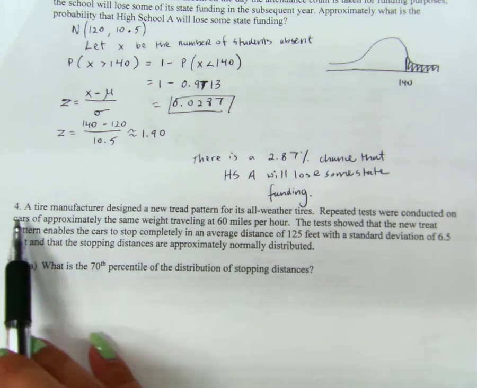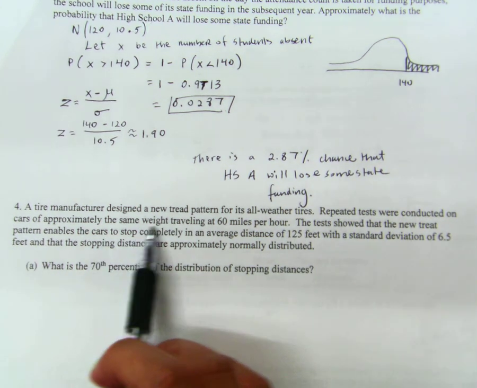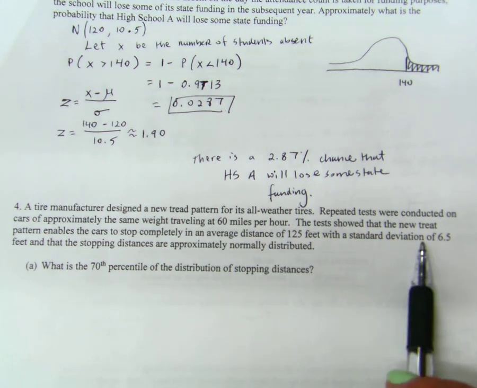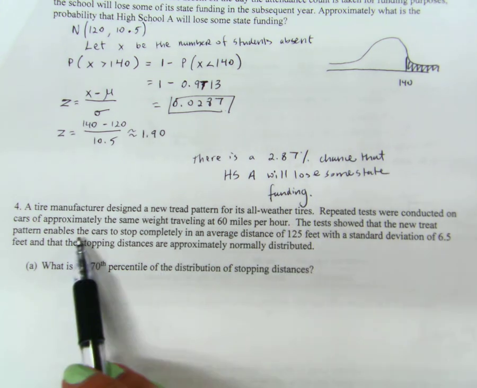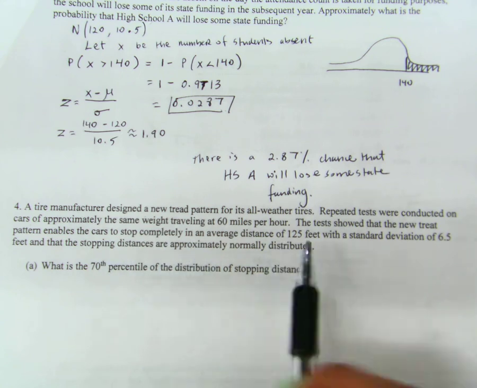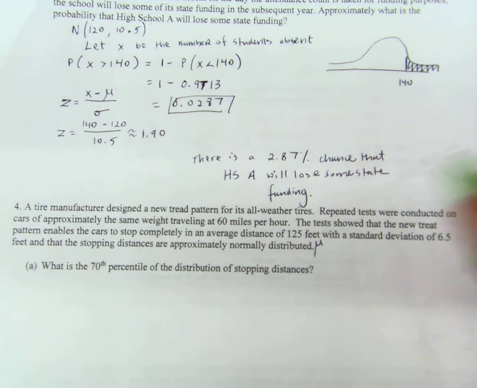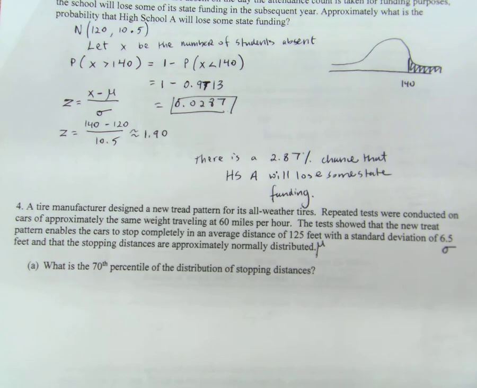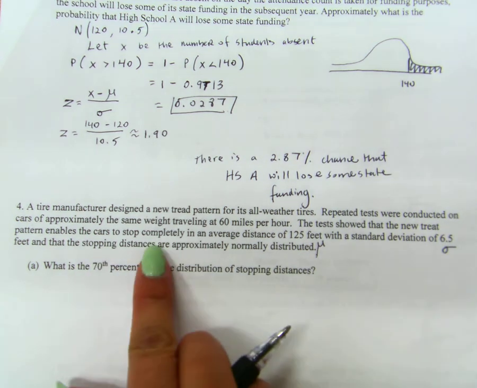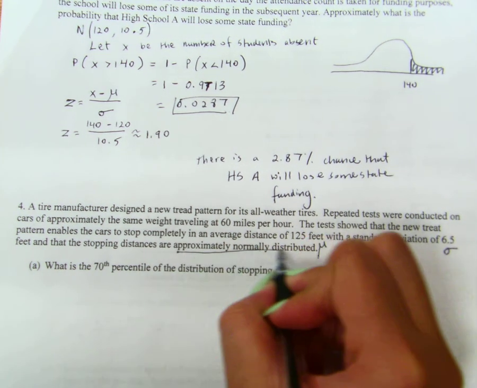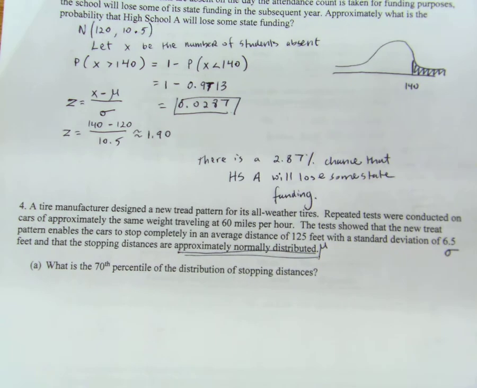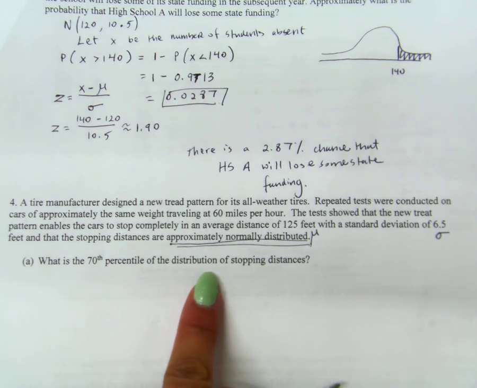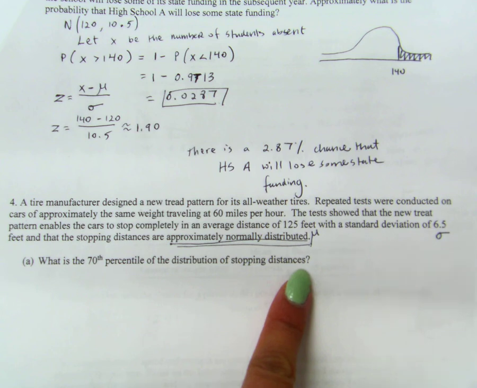Repeated tests were conducted on cars of approximately the same weight traveling at 60 miles per hour. The test showed that the new tread pattern enables the cars to stop completely in an average distance of 125 feet. There is my mean, with a standard deviation of 6.5 feet, and the stopping distances are approximately normally distributed. Okay, so part A, what is the 70th percentile of the distribution of stopping distances?